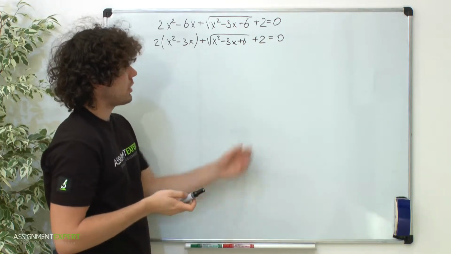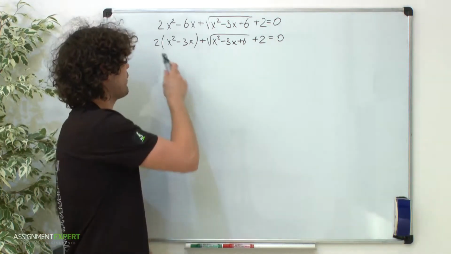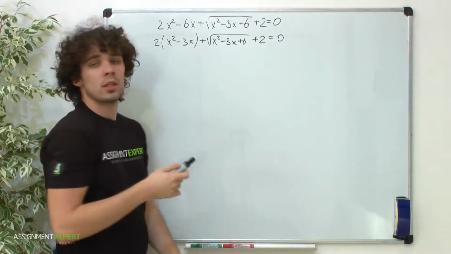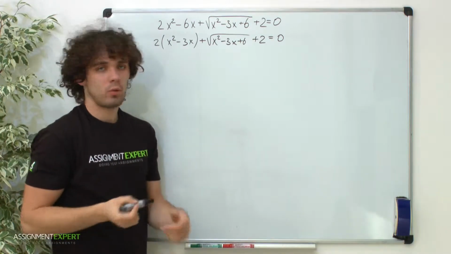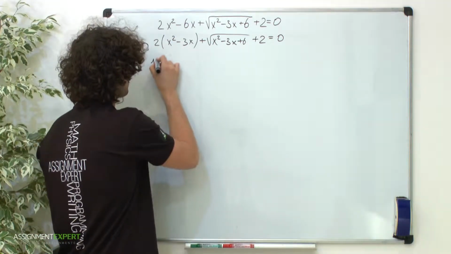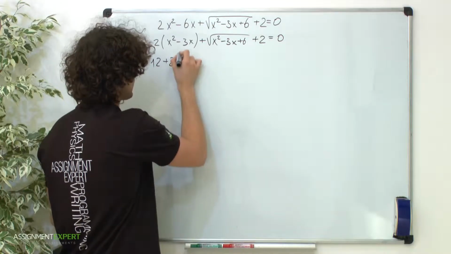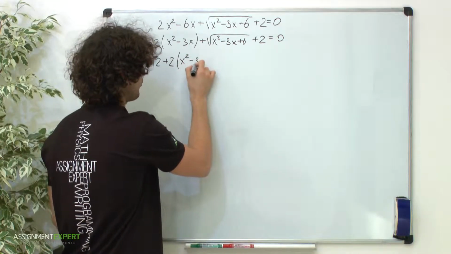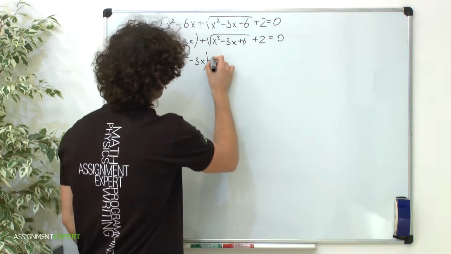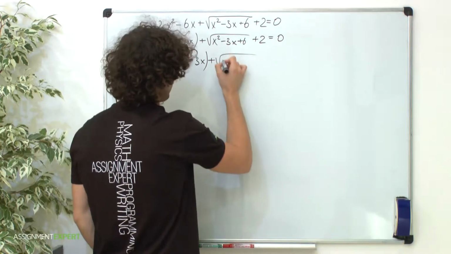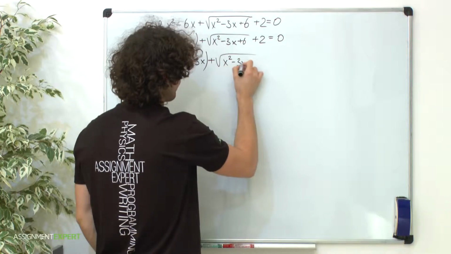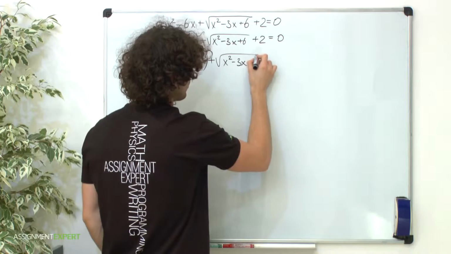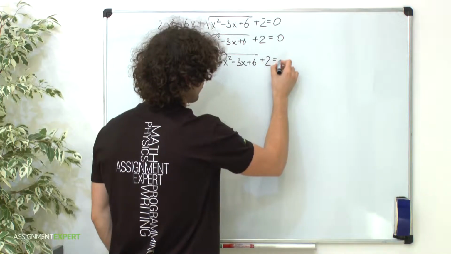And for that we need to add 12 to the left part, because we have a factor 2 over here. So we add 12 to both parts of the equation. 12 plus 2 times (x squared minus 3x) plus the square root of x squared minus 3x plus 6 plus 2 equals 12.